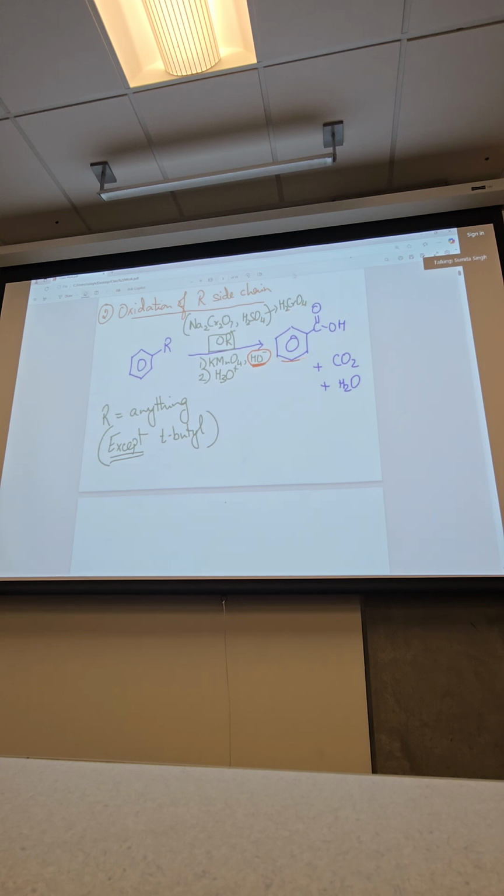Let's at least try out a couple of examples to get a slightly better understanding. As I said, the R can be anything except t-butyl. T-butyl is the only group that does not do anything. It stays intact.